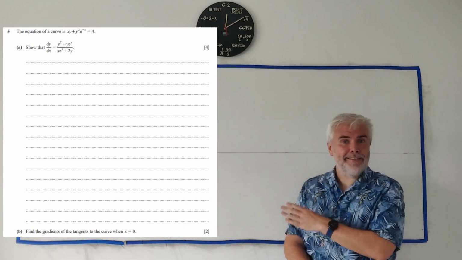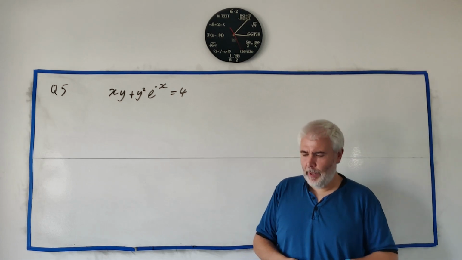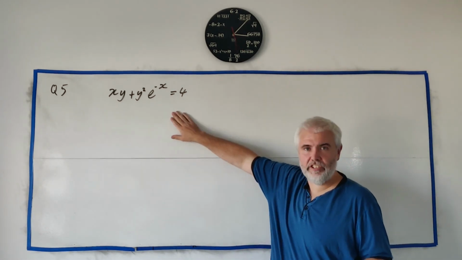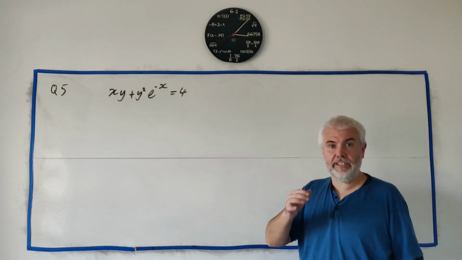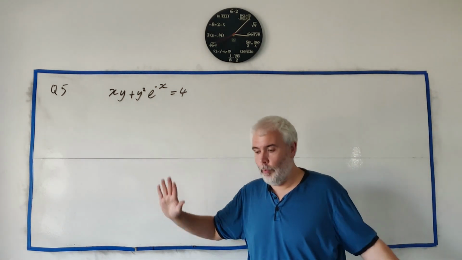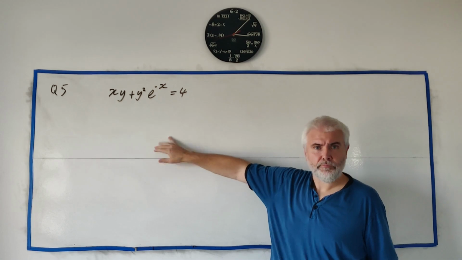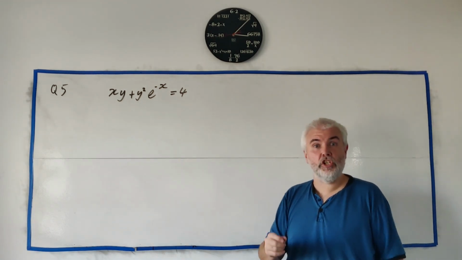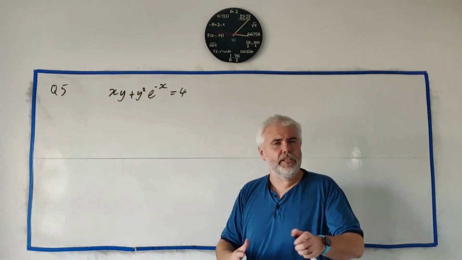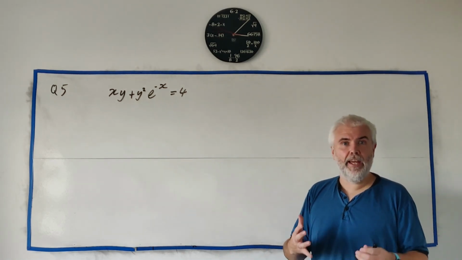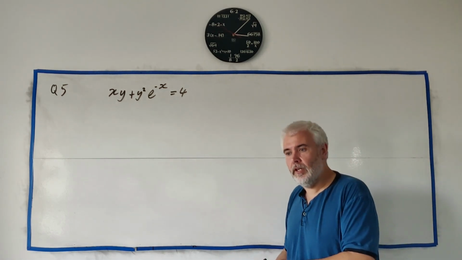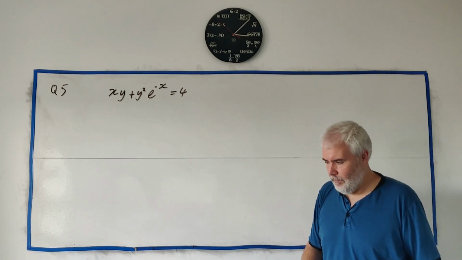Okay, let's get into the maths. In question 5, part A, they give us this equation to start with, and they also give us dy dx is equal to a big mess. Now, I haven't written that down because they often do this. They want you to show that happens. They do that just so you have that question ready for part B in case you can't finish part A.